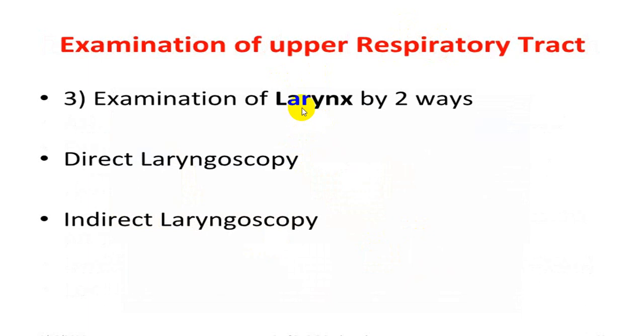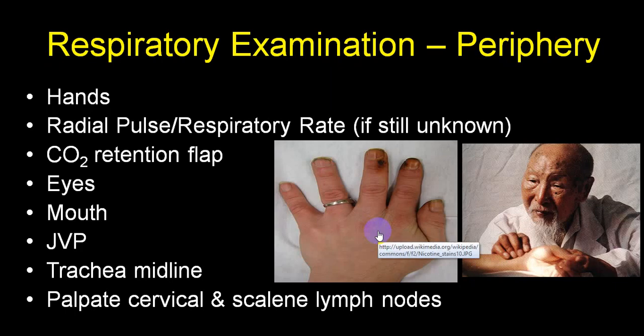And if you have facilities for direct laryngoscopy or indirect laryngoscopy, examine the larynx. Direct laryngoscope is the laryngoscope which you utilize while intubating, while indirect laryngoscope is a mirror through which you look at the larynx. And we have already mentioned that in peripheral examination, look at the hands for pigmentation, clubbing, pallor, and then we have mentioned look at the eye for cyanosis, pallor, jaundice, etc.